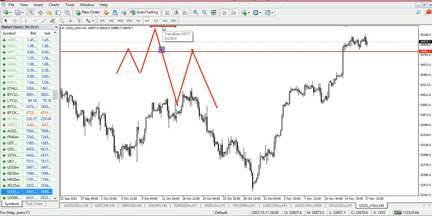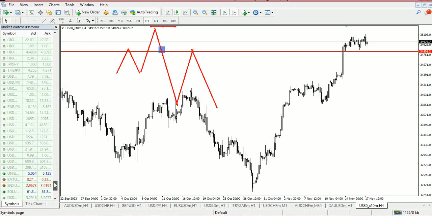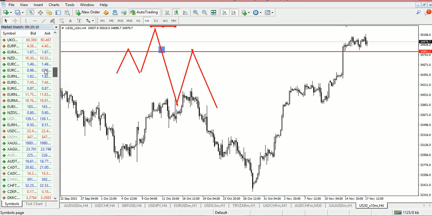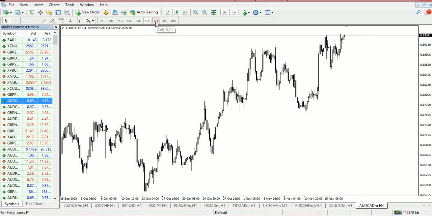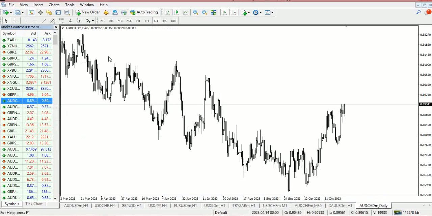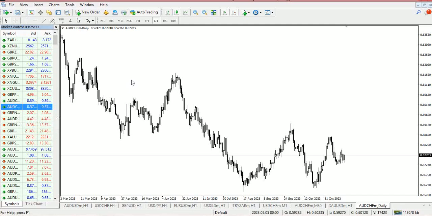So let's go and search for a Quasimodo that has a base candle. Okay. Let's go for, not this one, this one is exotic. Let's go for AUD CAD. I doubt it has a Quasimodo. This one probably has. Okay, you see this one was just a simple Quasimodo.